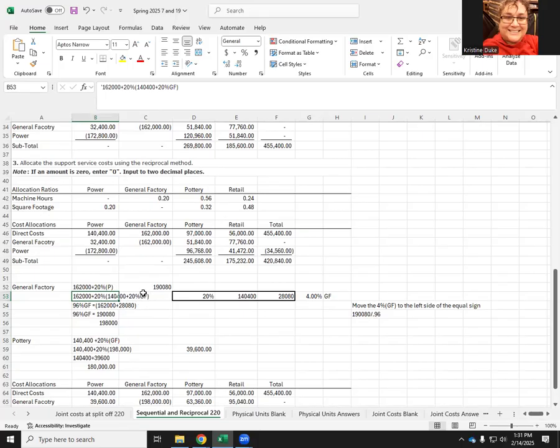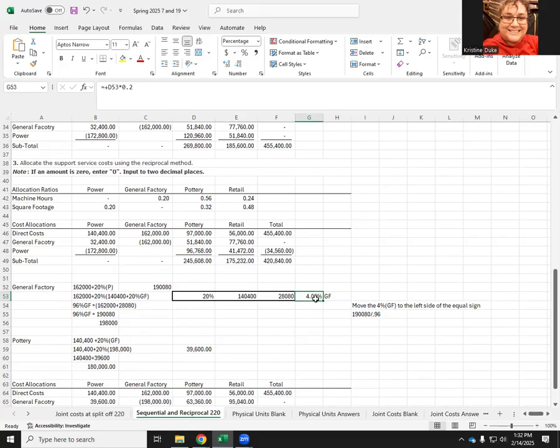So let's plug it all together. There we go. Then the next thing we're going to do is take this 20% and multiply it by the 140,400, and we're going to multiply the 20% times the 20%. That's going to give like a 4% or something like that. So you can see me doing it here. Here is my 140,400 times 20%. There's that answer. And 20% times 20%. There's that answer. Okay. Yay!